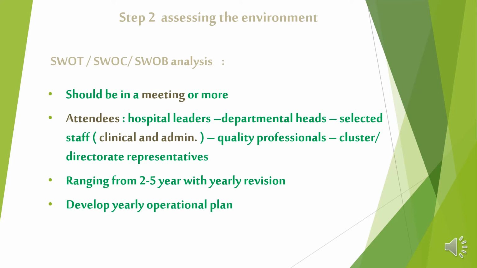The strategic planning ranges from 2 to 5 years. Some hospitals will do it for 2 years, another for 3 years, some people for 4 years, some from 2 to 5 years. But we have to revise it year by year: what's achieved in that year and what we have to achieve in the next year, and so on. Don't forget to develop a yearly operational plan, and we will talk about the operational plan later on.